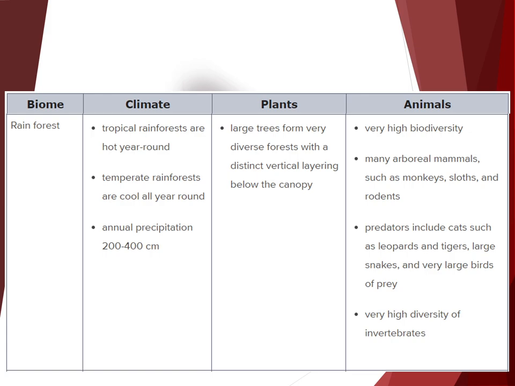Lots of arboreal mammals like monkeys and sloths. Huge diversity among predators like cats, as well as snakes and large birds of prey. And again, very high diversity of invertebrates.